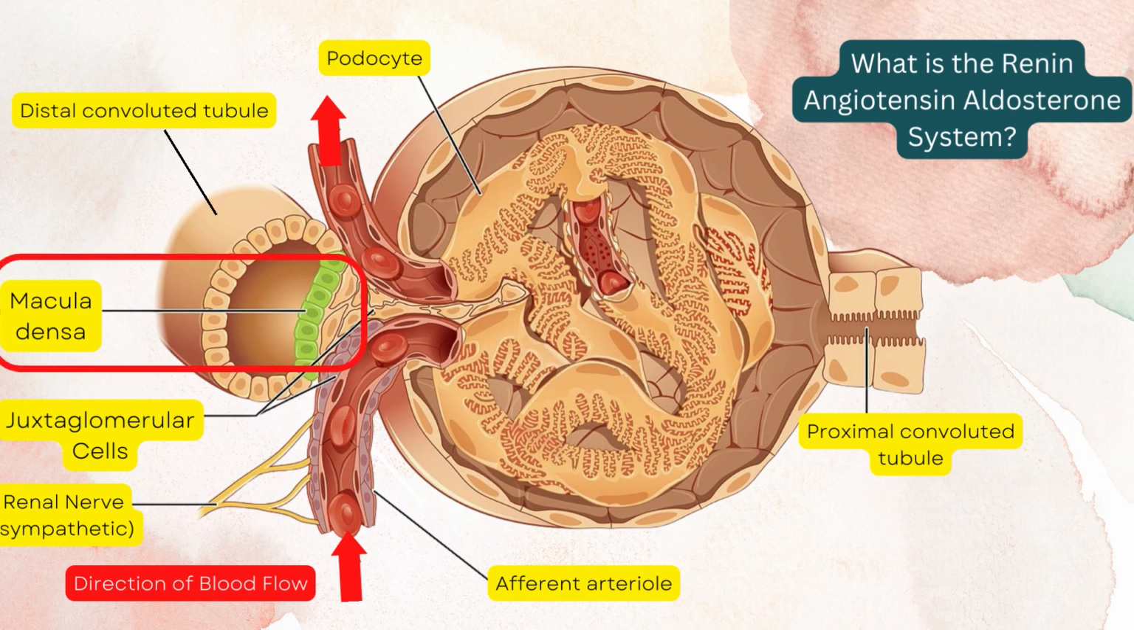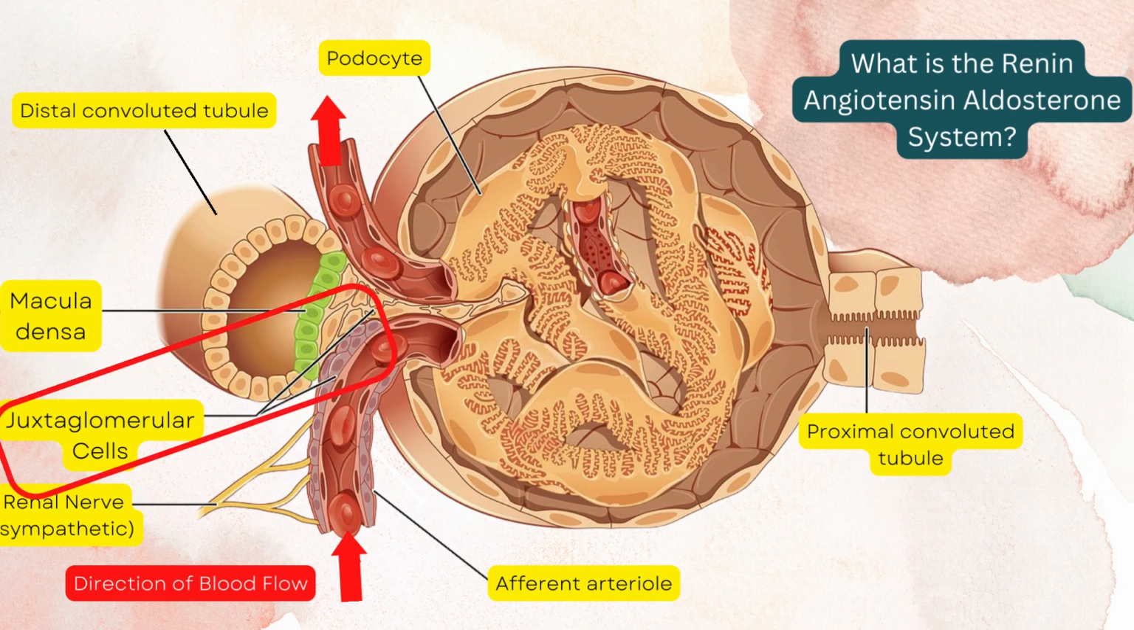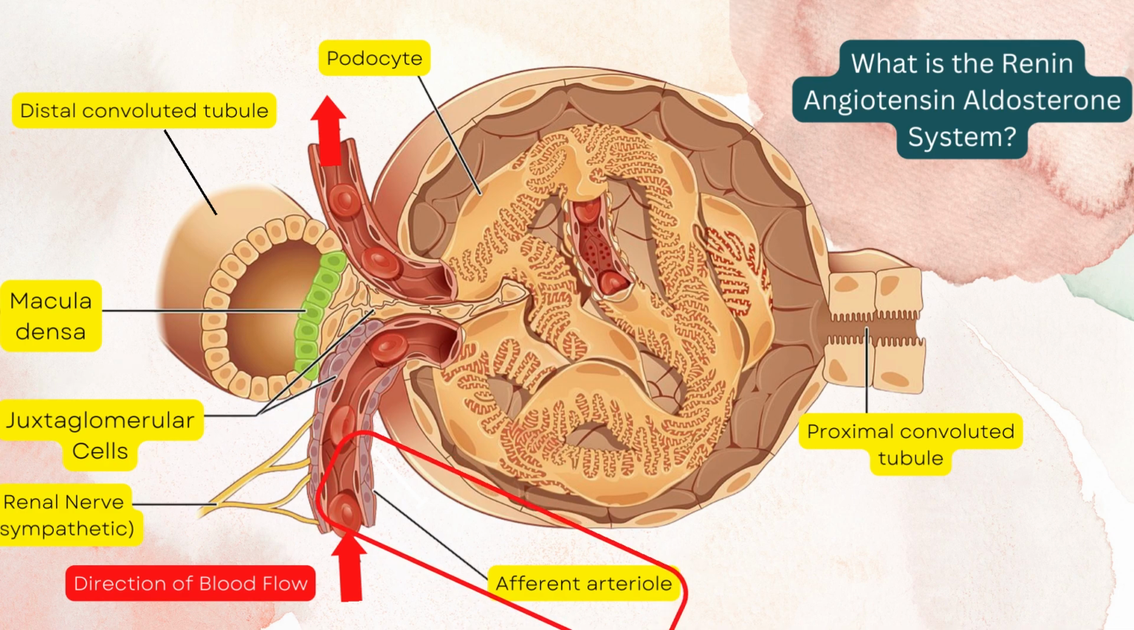It is composed of the macula densa cells in the distal convoluted tubule, juxtaglomerular cells present in the entire glomerular vasculature but more prominent in the afferent arteriole, and finally the afferent arteriole of the glomerulus.